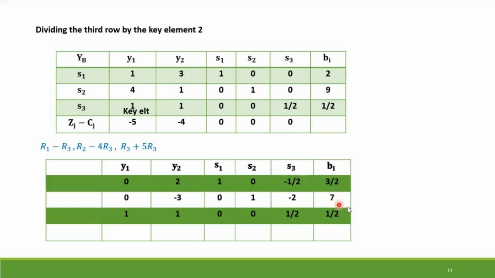Let's check this. It is 9 minus 4 by 2, isn't it? It won't be 17. It's R2 minus 4R3, so 9 minus 4 by 2. 9 minus 4 by 2 is 9 minus 2, which is equal to 7. Right?